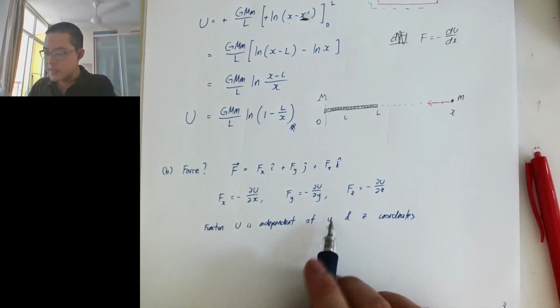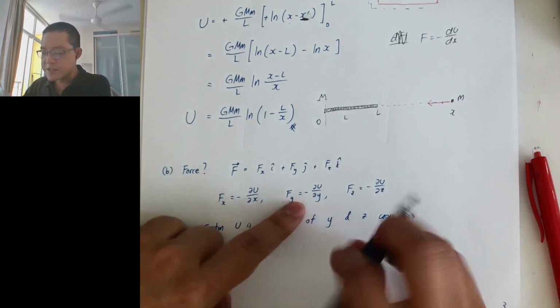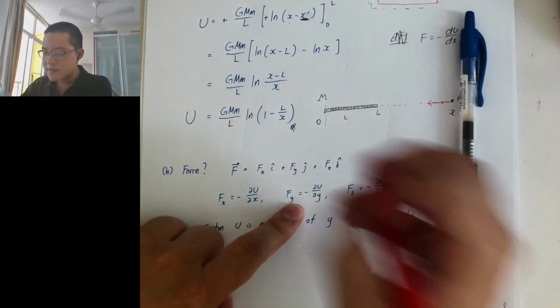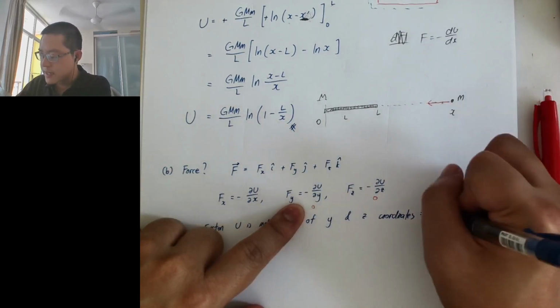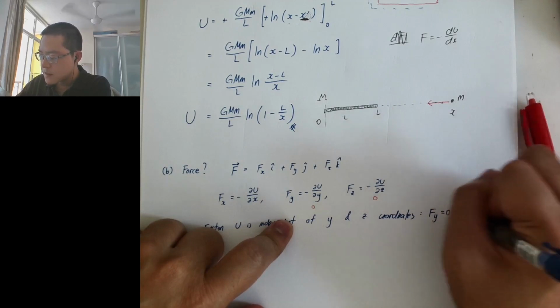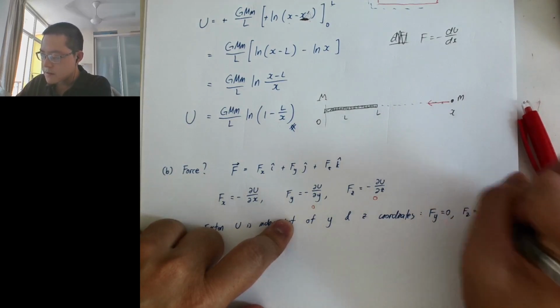Okay, so it's independent of y and z coordinates. If I differentiate, then I will just get 0 and 0. Which is to say that I have no y component and I have no z component. Agree, right?